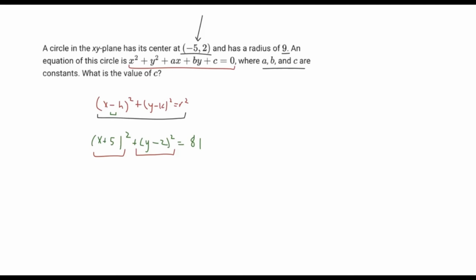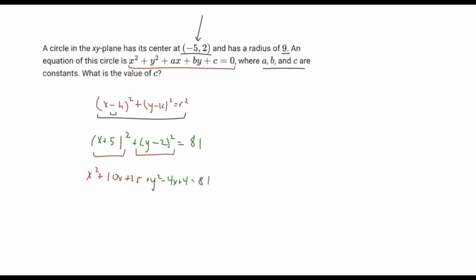And so here we have x plus 5 squared, which is the same thing as just x squared plus 10x plus 25. I'm going to switch colors for the y minus 2 part. That is going to be plus y squared minus 4y plus positive 4 equals 81.